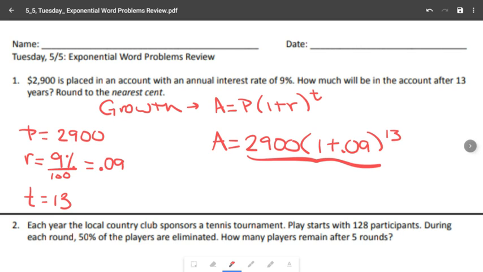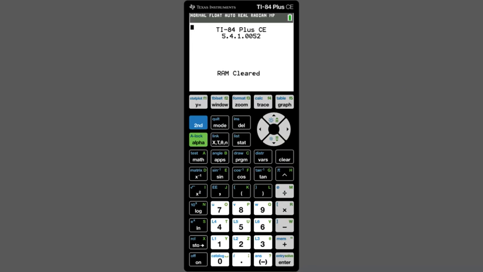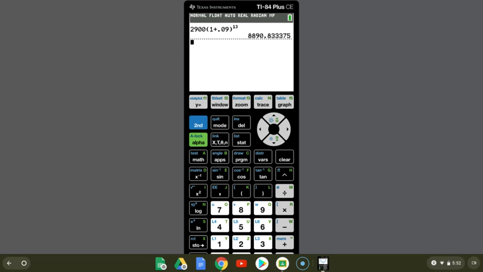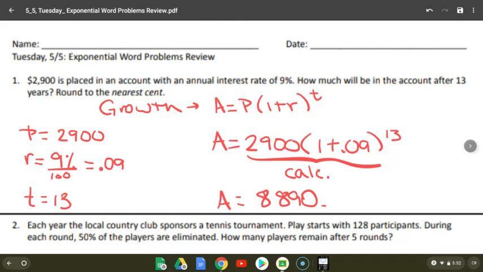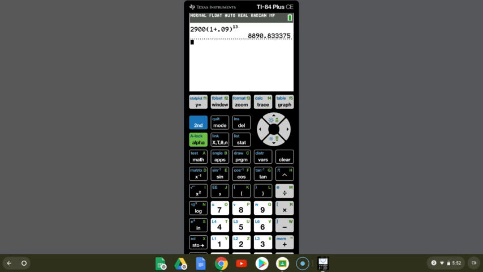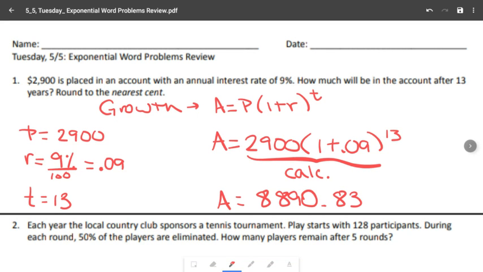we're just going to take this entire thing and all at once type it straight into our calculator. So 2,900 times 1 plus 0.09 to the 13th power. Hit enter and it says to round to the nearest cent, so 2 decimal places. So 8,890 and 83 cents. So there's your final answer for number 1.